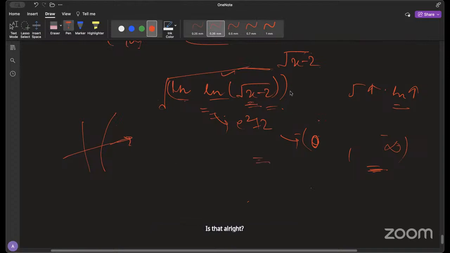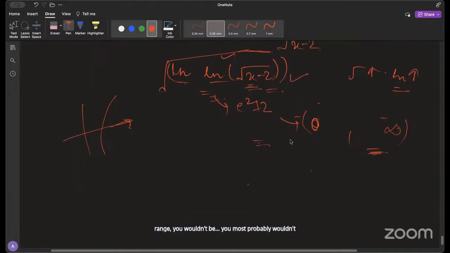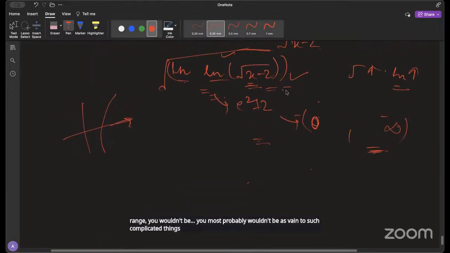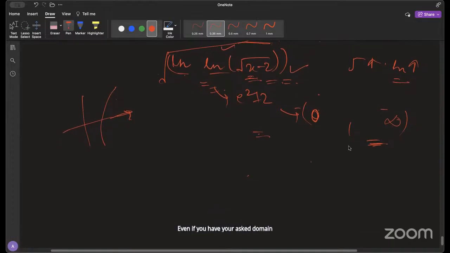Range, you most probably wouldn't be asked range of such complicated things. But domain, you at least should know. Even if you're asked domain and range of such things, this is one way. These are the ways and tricks to do it. Is that all right? Yes, ma'am. We're taking up one more thing from here, which is this.